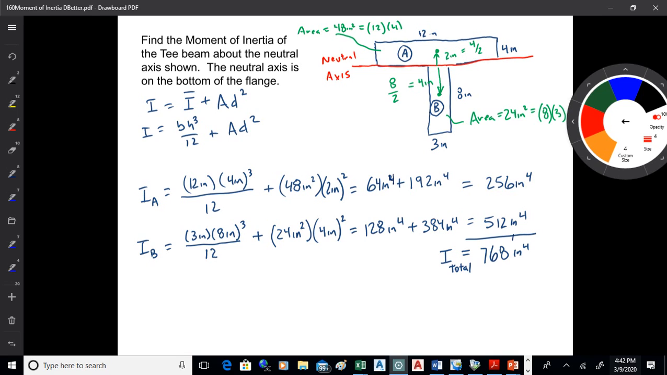Base of 3, height of 8. So 3 times 8 cubed over 12, plus the area, which is 24, times the offset distance of 4 squared. Add those together, I get 512. Add the 2 things together for A and B, and I get 768.